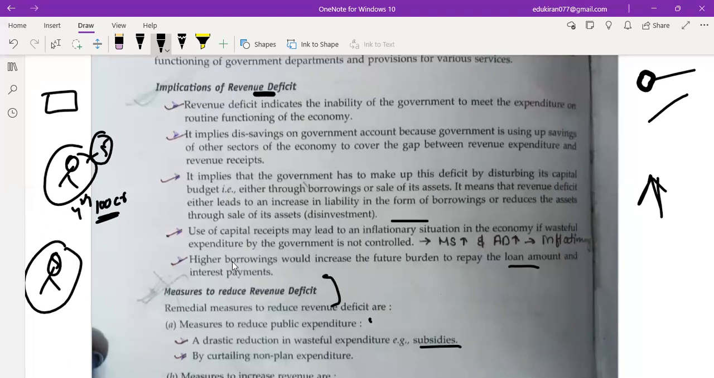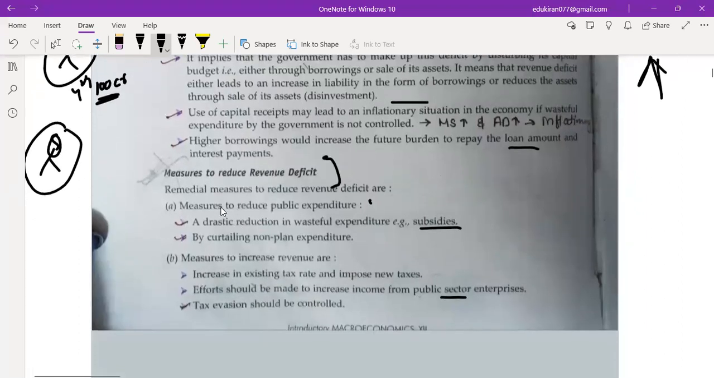So that means it will borrow higher and higher. It will increase the future burden to repay the loan amount and interest payment, right? So if a revenue deficit happens, these are the situations that will take place. Clear? Now coming to this, ma'am, how can I reduce the revenue deficit?